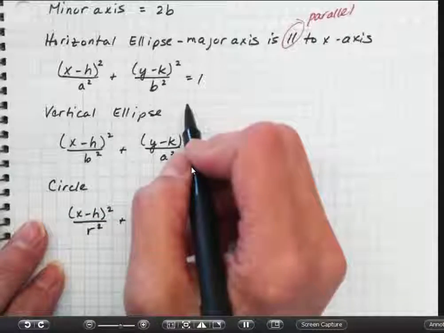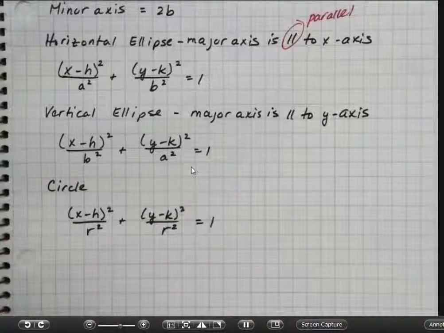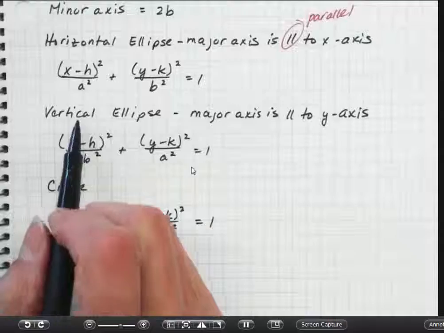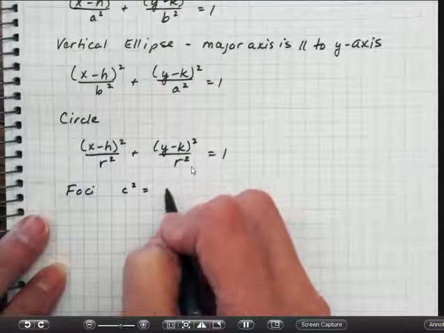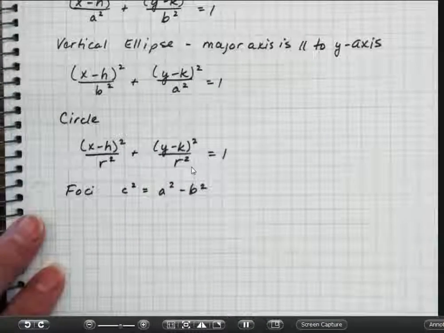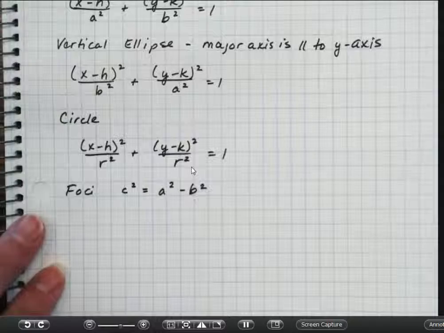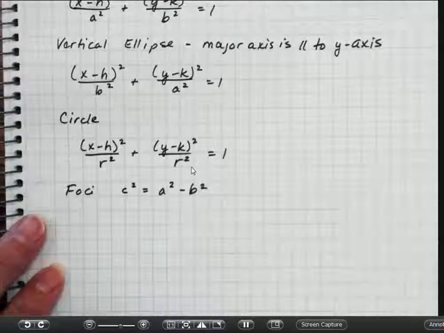I didn't write this down. This means the vertical means that the major axis is parallel to the y-axis. No matter whether we're talking about a horizontal or a vertical ellipse, to find the foci, c squared is equal to a squared minus b squared. So to find the distance from the center to one of your foci, your distance c, you need to find the difference between your denominators.